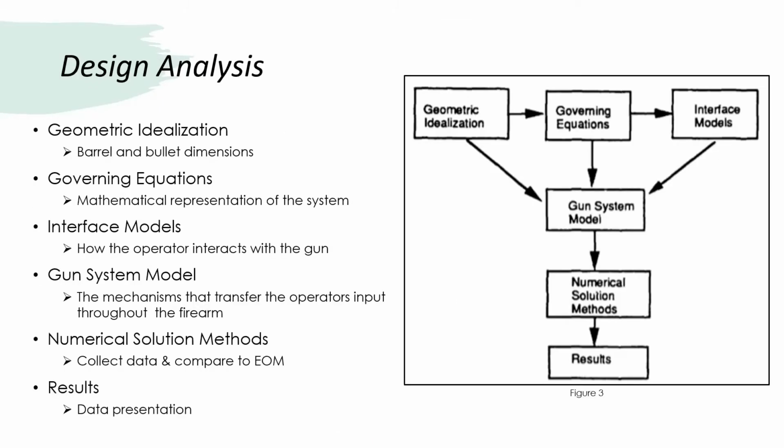Once the intended purpose of the firearm is determined, these are the steps taken to design the weapon. Geometric idealization is the dimensional analysis of the system. Governing equations is the theoretical analysis of the system. Interface models are the internal components in relation to one another. Gun system modeling is how the operator interacts with the system. Numerical solutions are the theoretical behaviors based on different inputs. The final result is reviewing all these steps.